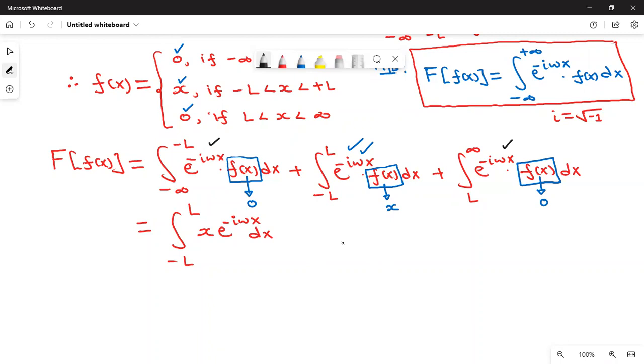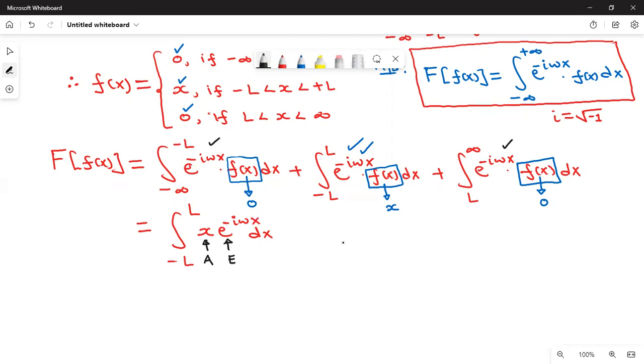Look at our integrand. Our integrand is a product of two functions of x. This is algebraic, and this one is exponential. We are going to use integration by parts. If you look at the order of choosing U, LIATE, you realize that A comes before E. So our U will be x, and the remaining will form dV.